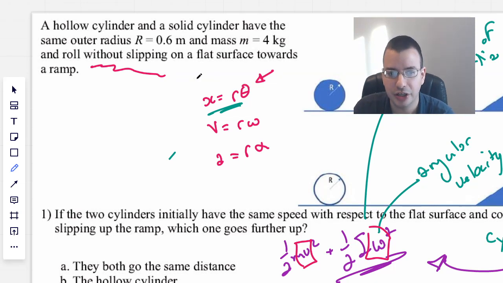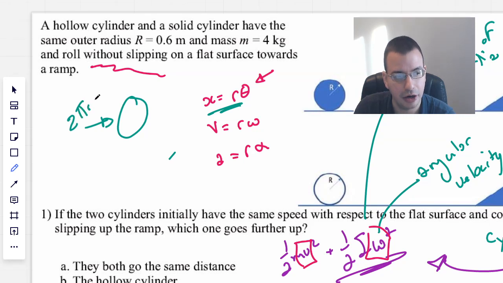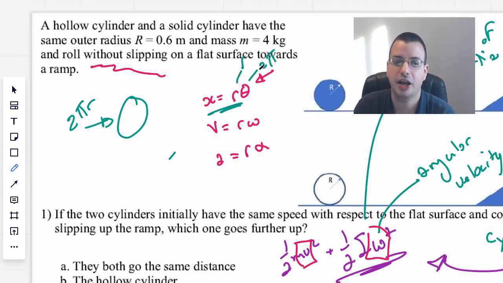I can check this one because if you think of a circle, the circumference of a circle is 2 pi r. If you think about going around in a circle, the radius is r, and if you go around the circle, it's 2 pi. So it's 2 pi r.